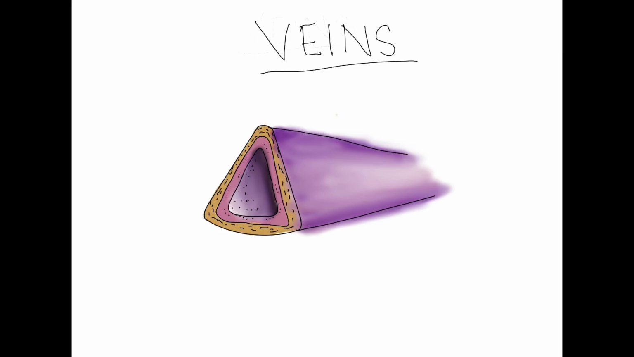The third and final type of blood vessels are veins. Veins are blood vessels that carry blood towards the heart. Most veins carry deoxygenated blood from the tissues back to the heart. Exceptions are the pulmonary and umbilical veins, both of which carry oxygenated blood to the heart. Now moving on to the vein structure.